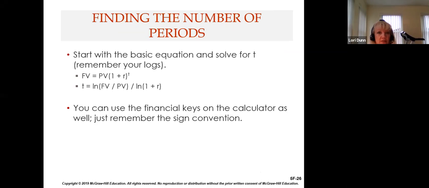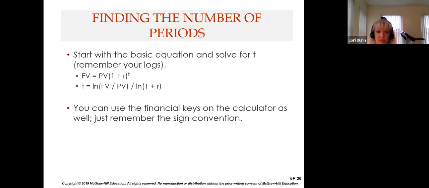So we start with the basic equation and solve for T. We're going to change our formula around here, and I'm just taking it for what it's worth. It's been a long time since I did more advanced algebra, but you could see why you're doing it now in college, right? But future value, remember, is present value times 1 plus r to the t power, or the number of periods power. So if we want to solve for t, we need to use some of those crazy algebra functions to convert our formula to do that.